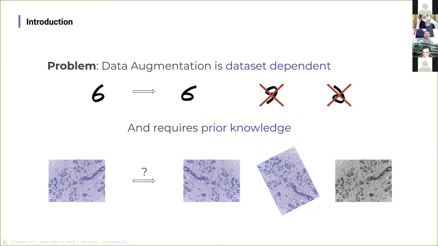Like here, we have an image extracted from a breast cancer imaging dataset, where you have to detect the tumors and classify the tumors. And if you're not a medical doctor, it's quite hard to define the best transformation. Like if we apply rotation, is it still okay? Is it still biologically plausible? If you change the colors, is it still okay? So we need to find a way to define the transformations with less expert knowledge.